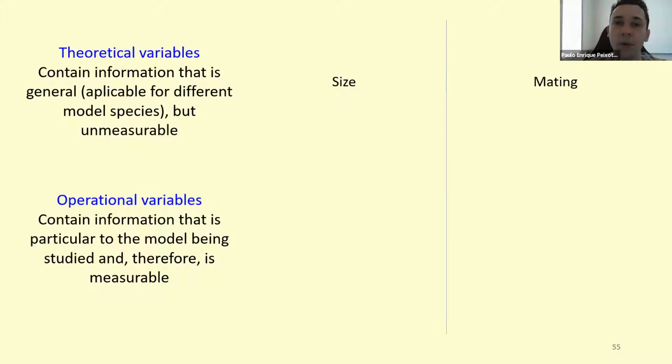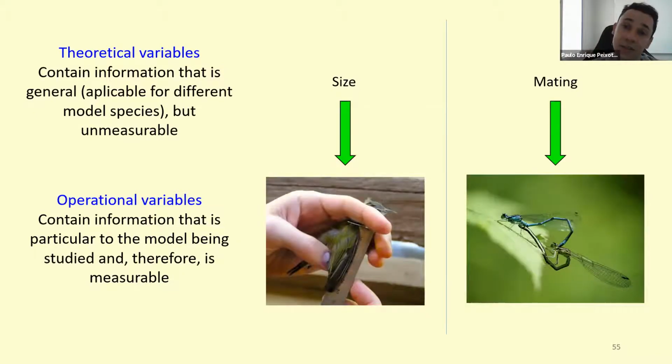If a species has sexual reproduction, I can think that males and females may be mating, okay? But to estimate both size and mating, I need to use some type of measurement. For example, if I'm studying a bird species, I can estimate size by measuring the distance between the insertion of the wing on the body to the tip of the wing, okay? This length could be used to estimate size, and therefore it is an operational variable.